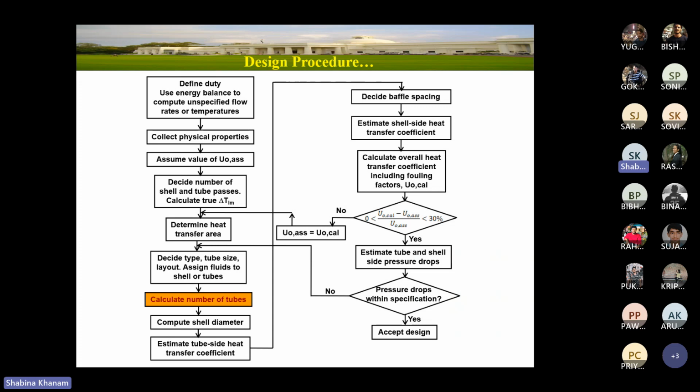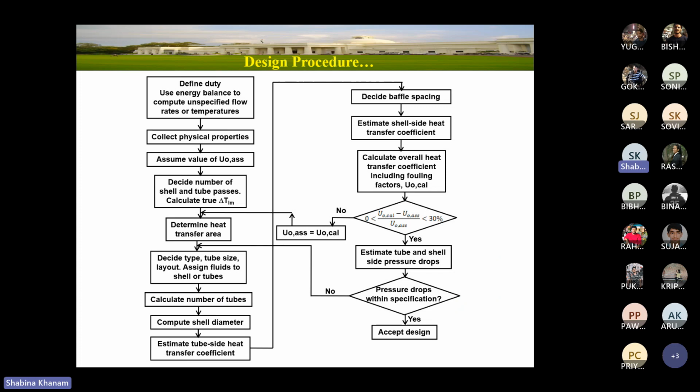So the area of one tube you need to calculate as pi d naught L effective. L effective would be the total length of the tube minus twice the tube sheet thickness, right? So that you need to consider to calculate the area of one tube, then the number of tubes you can find out. That is a simple calculation.